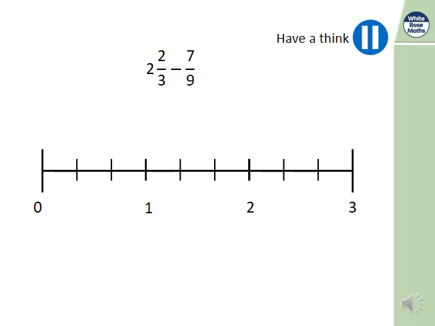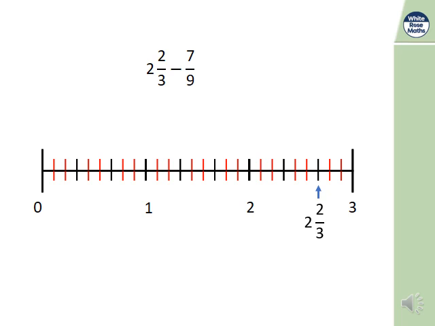Let's have a look and see. There is 2 wholes and 2/3 on our number line, and we could change them into ninths. So 2 wholes and 2/3 would become 2 wholes and 6/9. 7/9 would be here on the number line, and then we would find the difference. To get us to the next whole number, it would be 2/9.